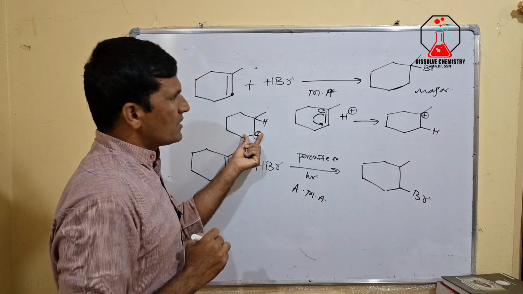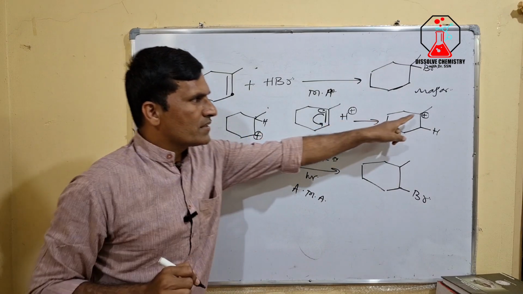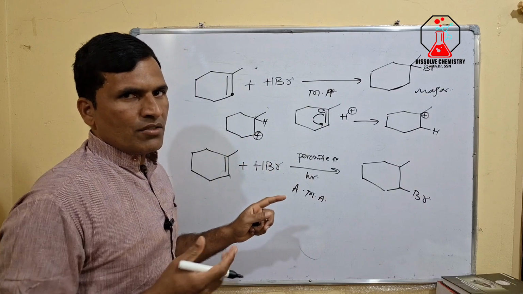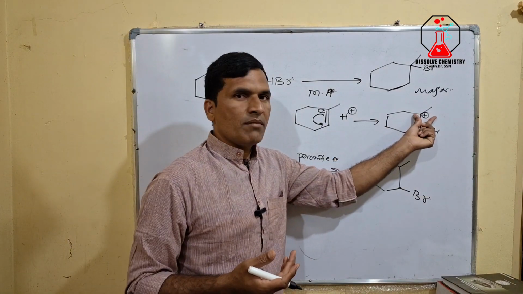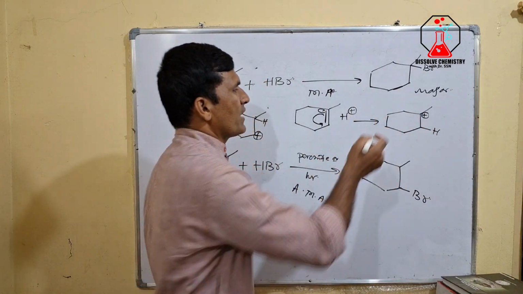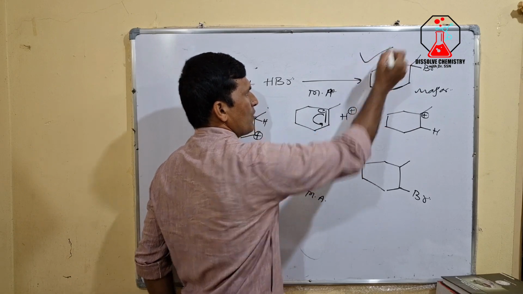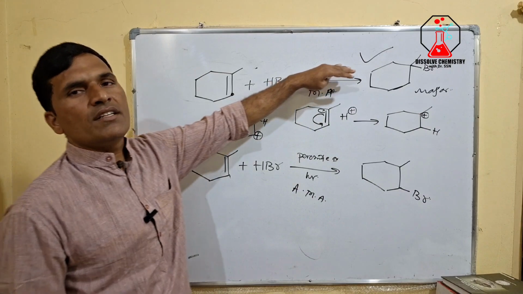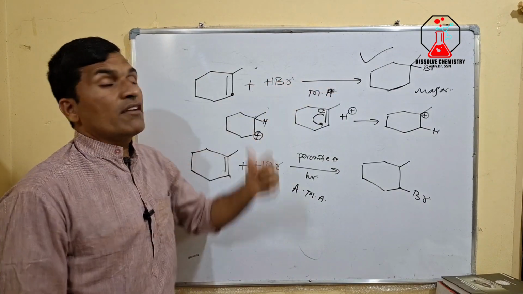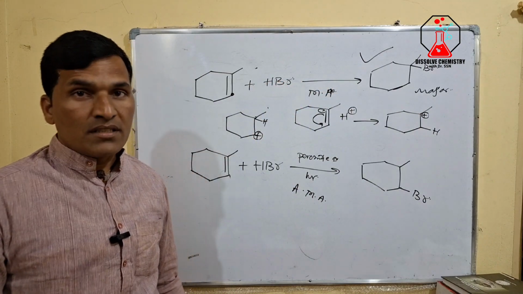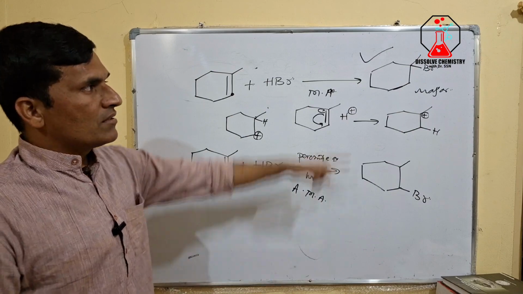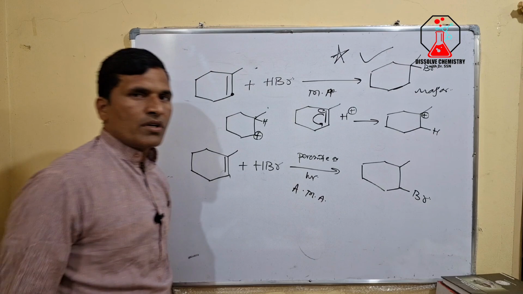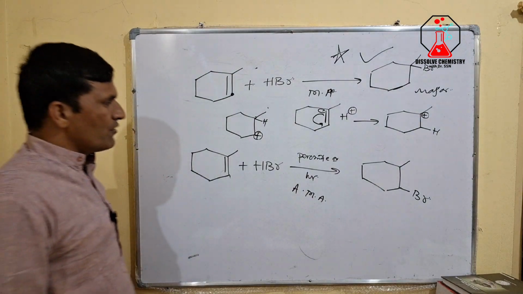Look into the stability of these two. This is a tertiary carbocation, and this is a secondary carbocation. We know that the tertiary carbocation is more stable. Therefore, you will get this as the major product when it follows Markovnikov's rule, or when conditions are not mentioned and only HBr is given in the reaction. So this will be the product. Please make note of this. This is very, very important from the entrance exam point of view.